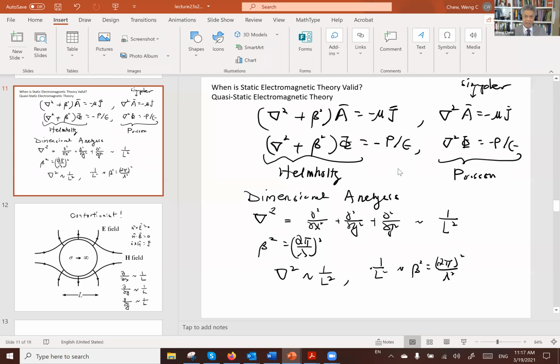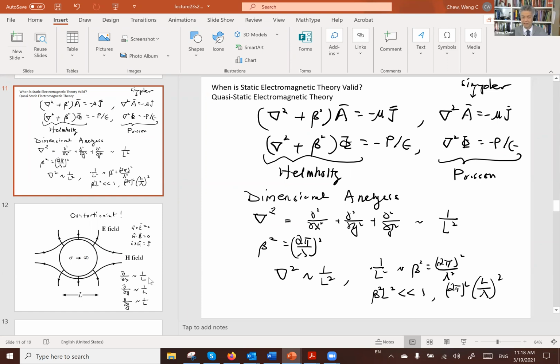Okay, if you compare these two terms, then you can see that when the wavelength is very, very long, then beta L squared would be much, much less than 1. If you write it, beta L squared would be 2 pi squared L over lambda squared. So if we compare the size of the two terms, this term will be much smaller than this term if this is true.